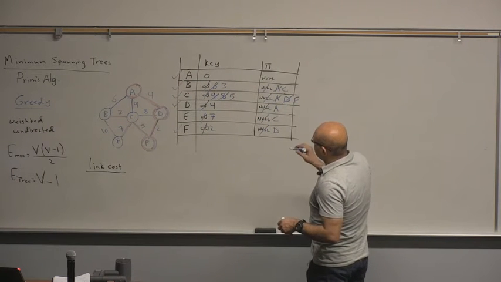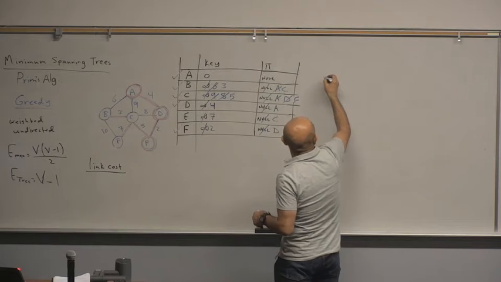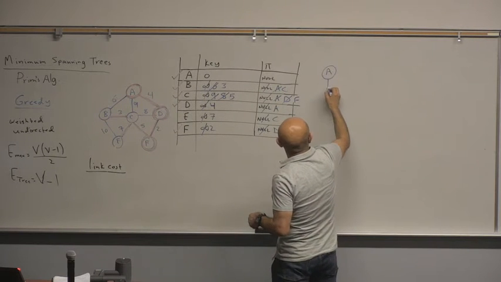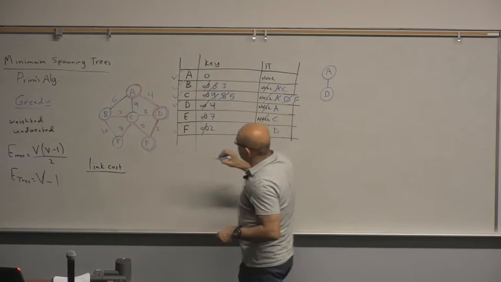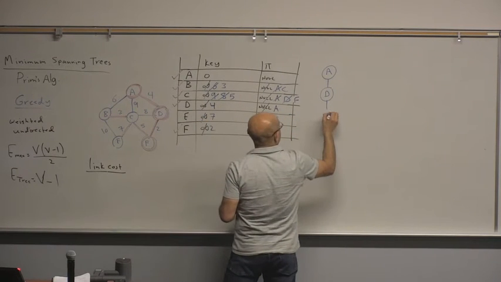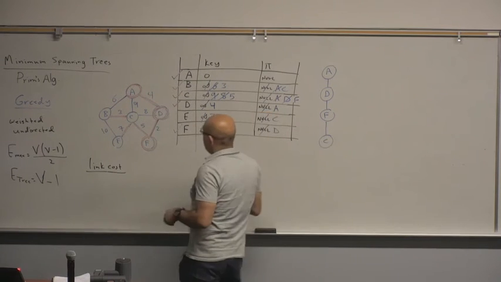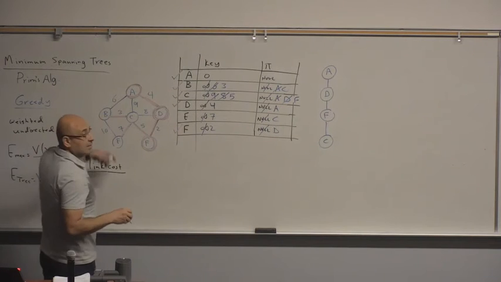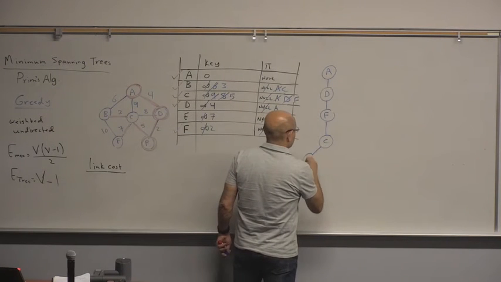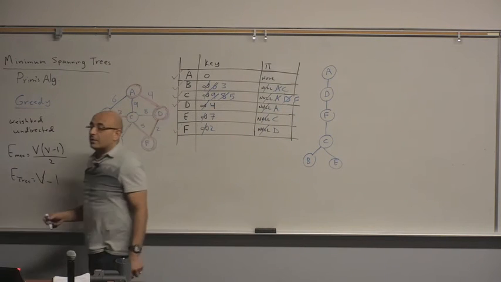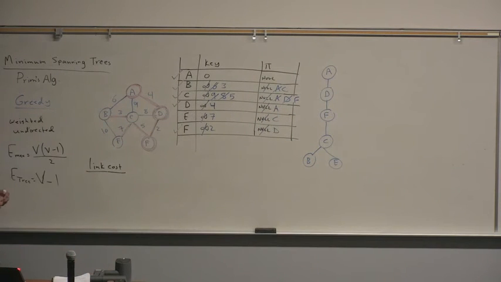So let's draw this as a tree. Our minimum spanning tree will look like this. We have the A, then the child is D, then the child of D is F, and the child of F is C, and the children of C are B and E. Okay, so any questions about the algorithm?